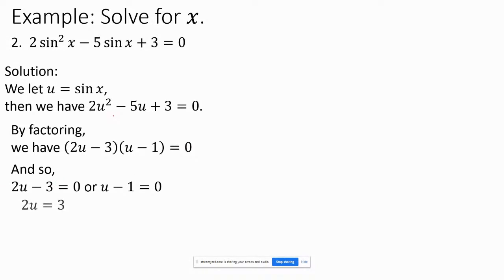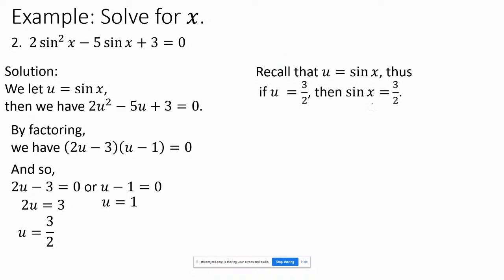Add 3 to both sides. You have 2u equals 3. And divide both sides by 2. So you have u is equal to 3 halves. Now this one, u minus 1 is equal to 0. Now add 1 to both sides. So u is equal to 1. Okay po? But again, our u is sine x. So recall that u is equal to sine x. Thus, if u is 3 halves, then sine x is equal to 3 halves.